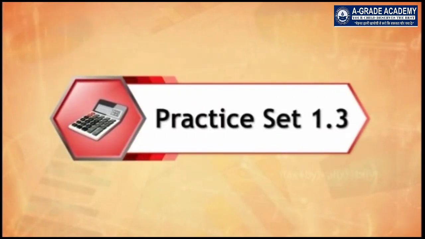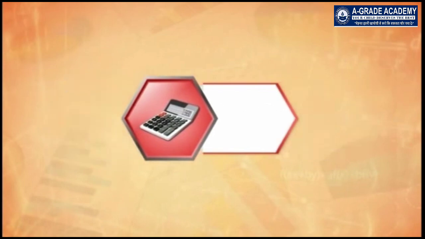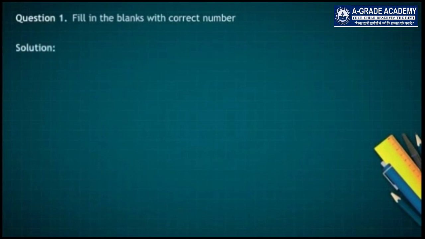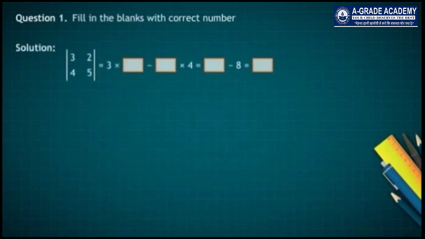Practice set 1.3. Question number 1. Fill in the blanks with the correct number. Solution. Determinant |3 2; 4 5| is equal to 3 into 5 minus 2 into 4, which is equal to 15 minus 8, which is equal to 7.